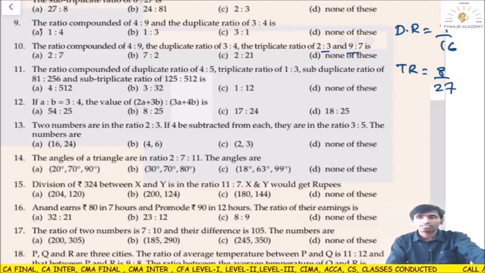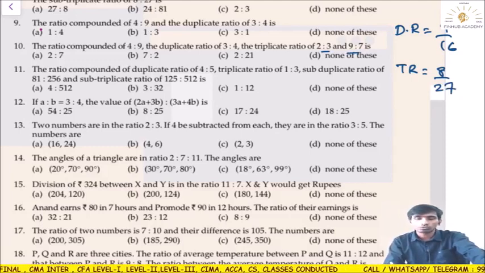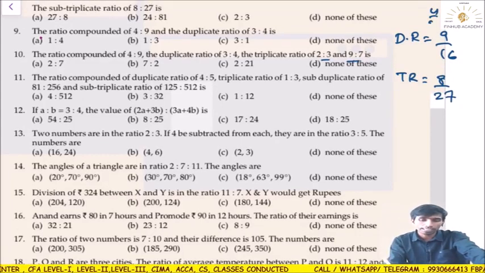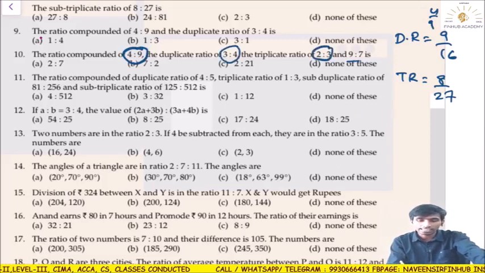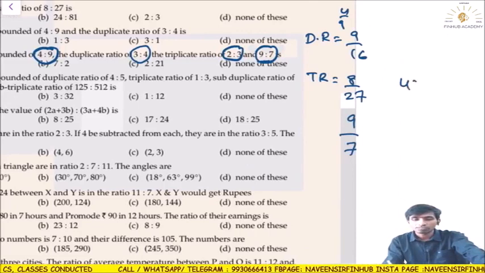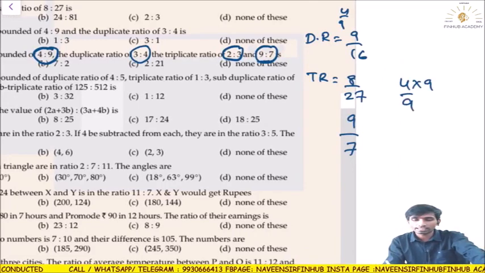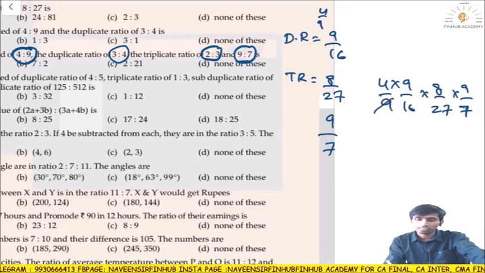And 9:7. You have to compound all these ratios. This is a normal ratio, 4/9, so no need to do anything with it. Duplicate this, triplicate this, and take 9/7. Compound means multiply: 4/9 into 9/16 into 8/27 into 9/7. Correct? So you have to understand their language.